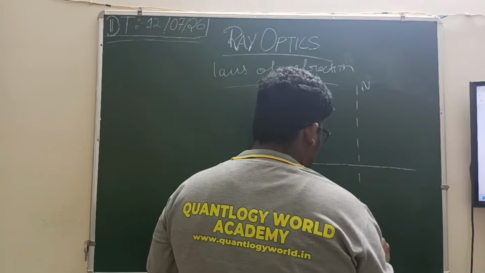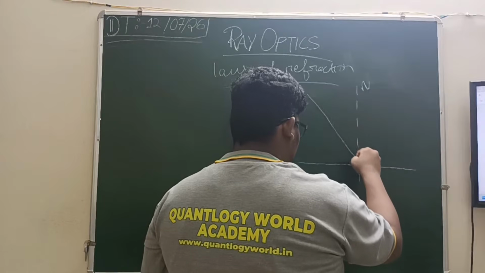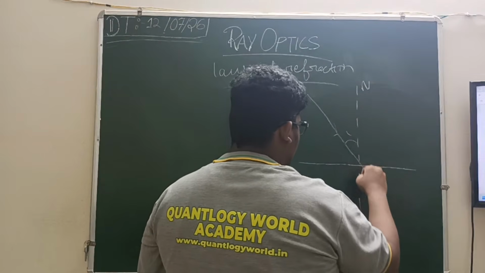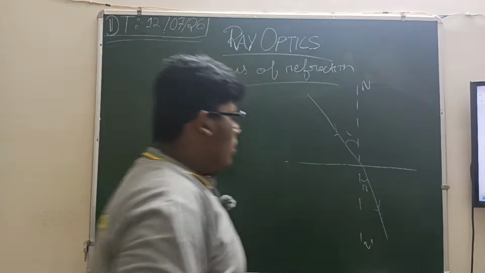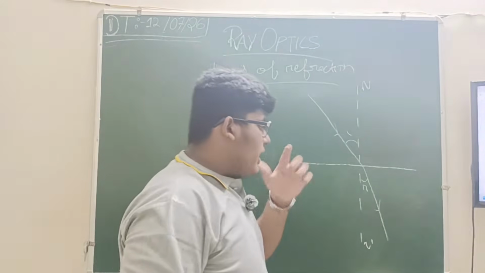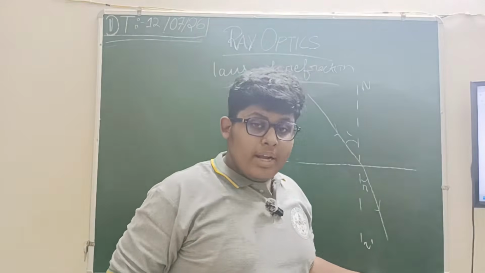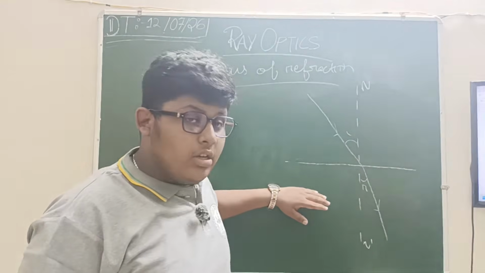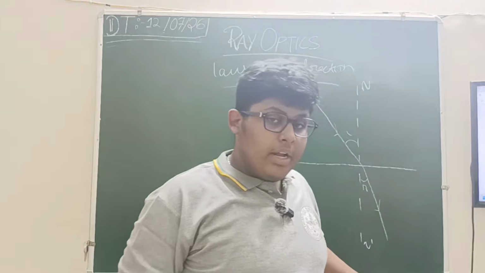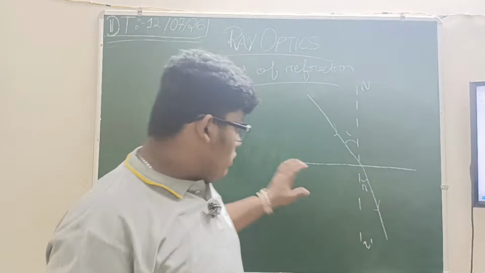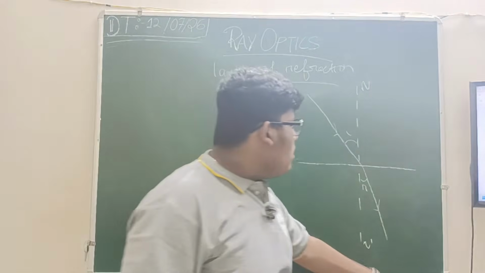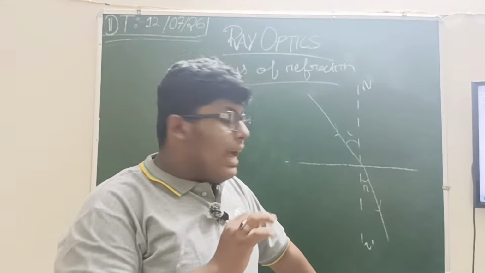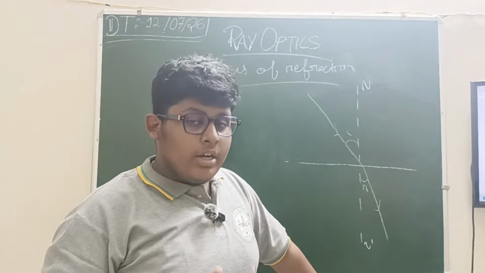This is normal, angle I, angle R. Okay, this is a diagram of refraction. What second law says, the product of refractive index and the sine of angle of incidence or sine of angle of refraction. Then we should know what is refractive index. Further we will know what is refractive index, but first we will know what is this law. This law says that the product of refractive index and sine of angle of incidence or angle of refraction is constant.